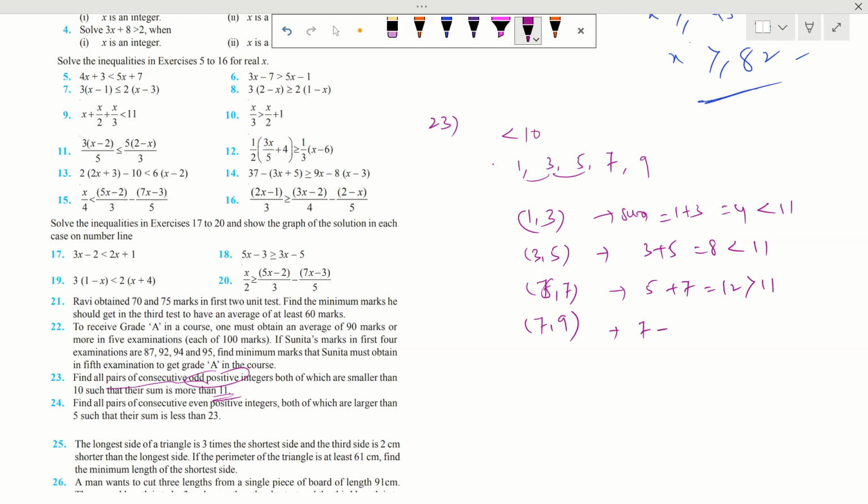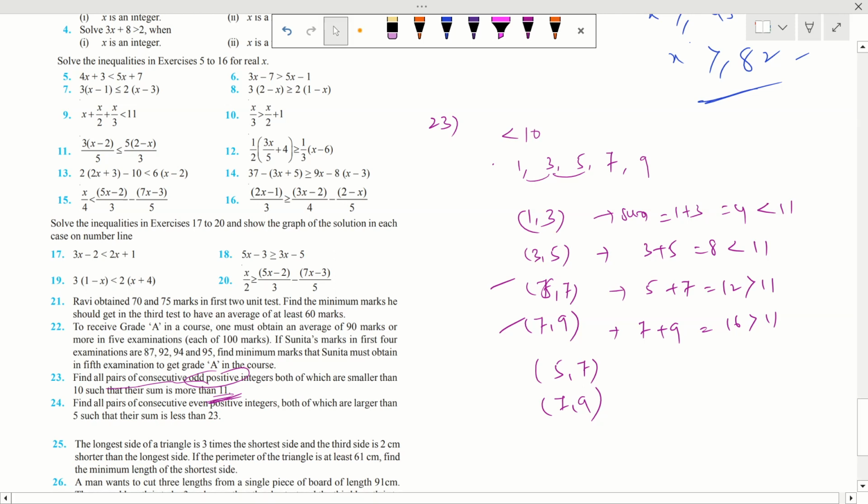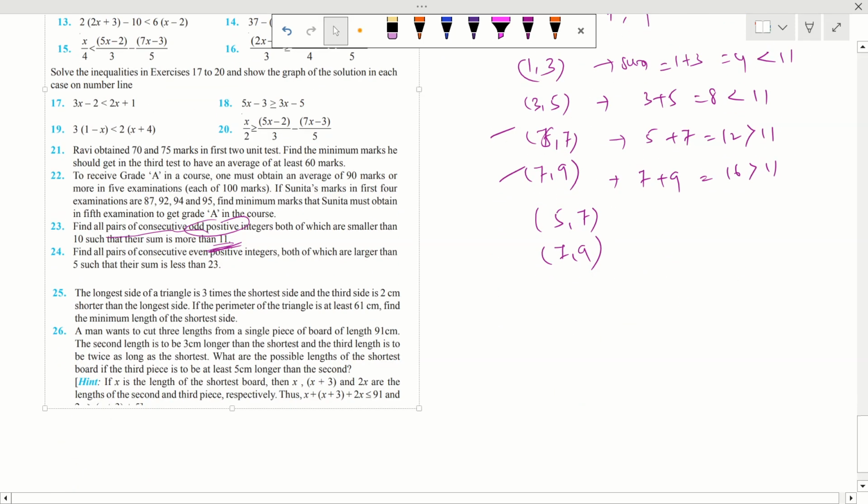And 7 plus 9 is 16, which is greater than 11. So in the question, it is given more than 11, so these are the two pairs we got for the requirement of the solutions. 7 comma 5 and 7 comma 9 are the pairs of the sets. And next, come to the next problem, 24, right?